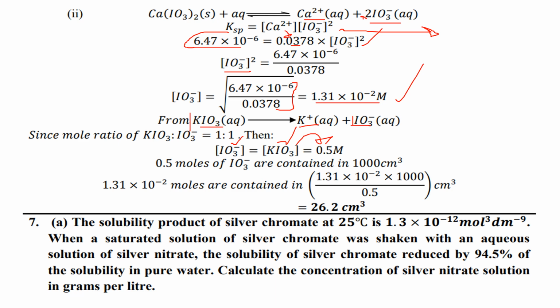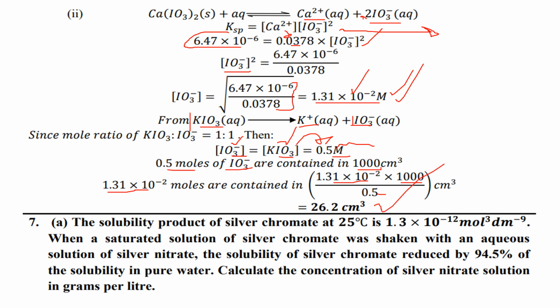So we have to calculate the moles of iodate ions present in terms of the ones that we have got here. So these moles that you are having here for potassium iodate, which are the same as iodate ions, are present in 1,000, since molar represents 1,000. So you're going to say that 0.5 moles of iodate ions are contained in 1,000. Then what about these moles that you have calculated here, in which volume are they contained? So what about the 1.31 exponential negative 2? They are going to be contained in 1.31 exponential negative 2 times 1,000 divided by 0.5. And you're going to end up with your total volume required to be 26.2 centimeters cubed.